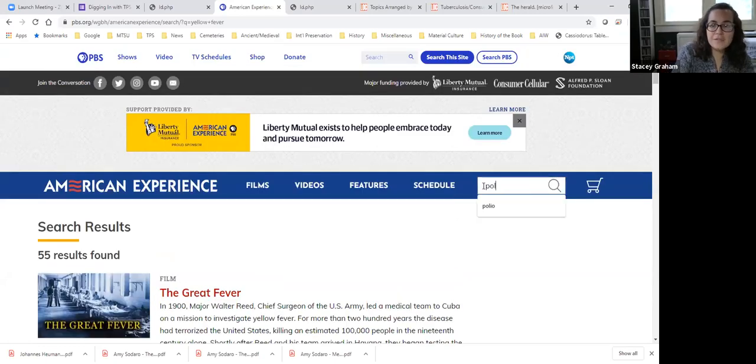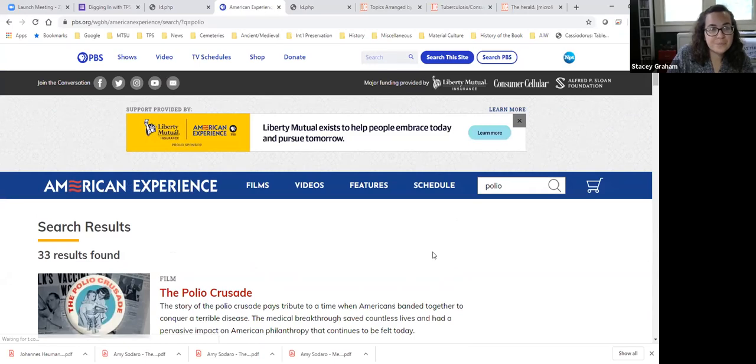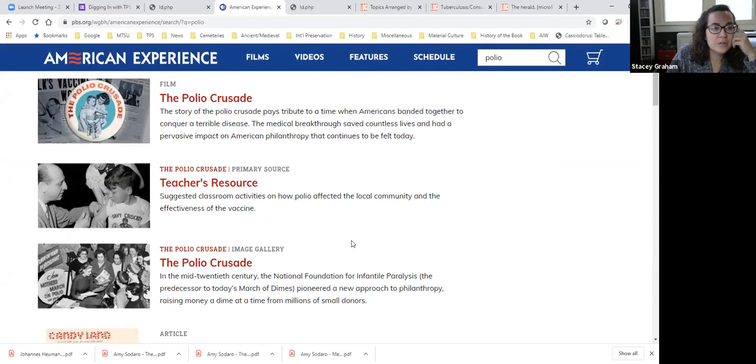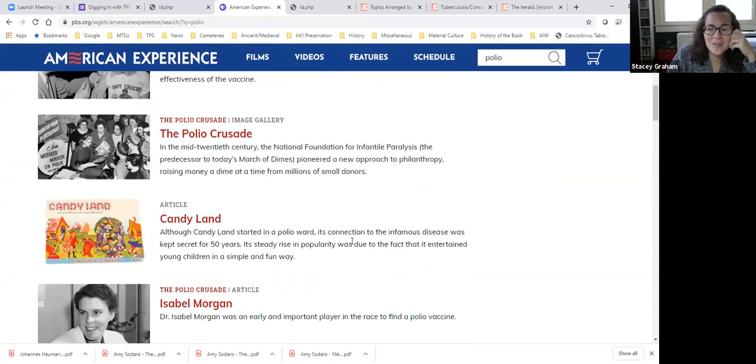And I also found some stuff on polio through the American Experience website too. You can see they even have this little article talking about how Candyland, which is a game that I used to love playing when I was a little kid, was developed to amuse the kids in these polio wards and hospitals in the 1940s. So it's got a little video clip that goes along with that. That might be something that might interest your younger students.